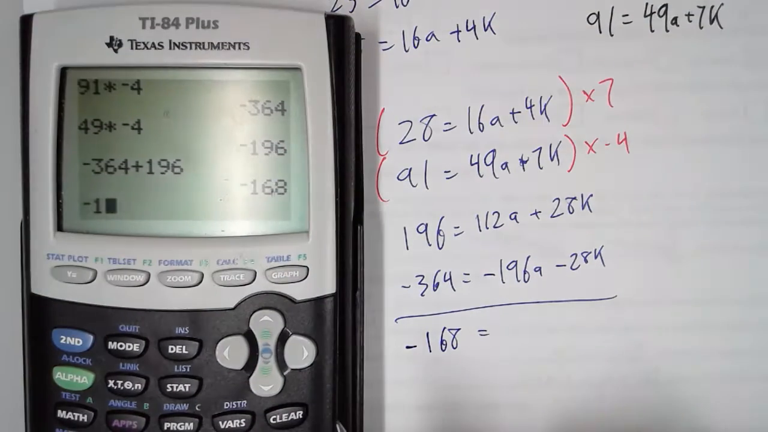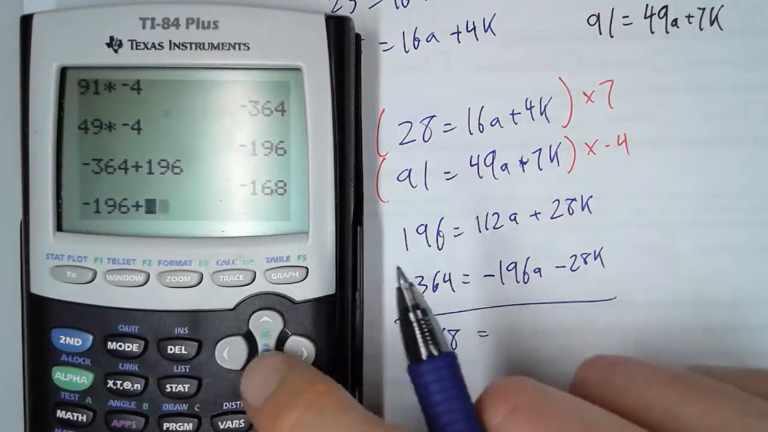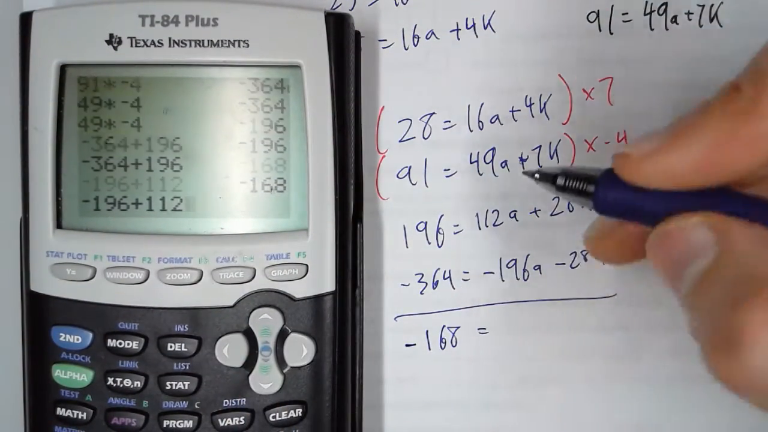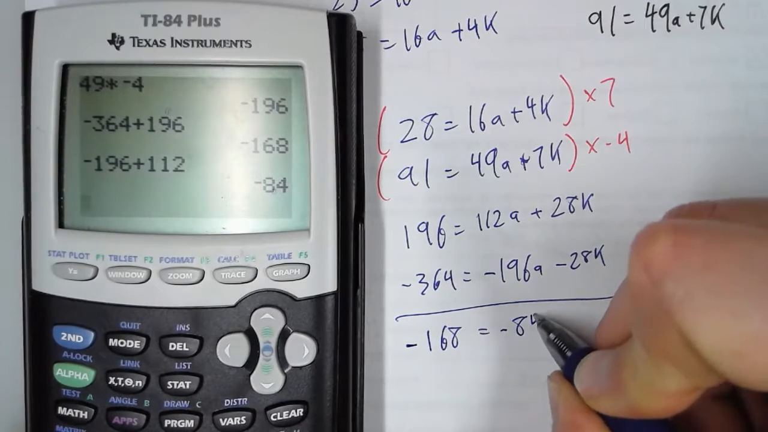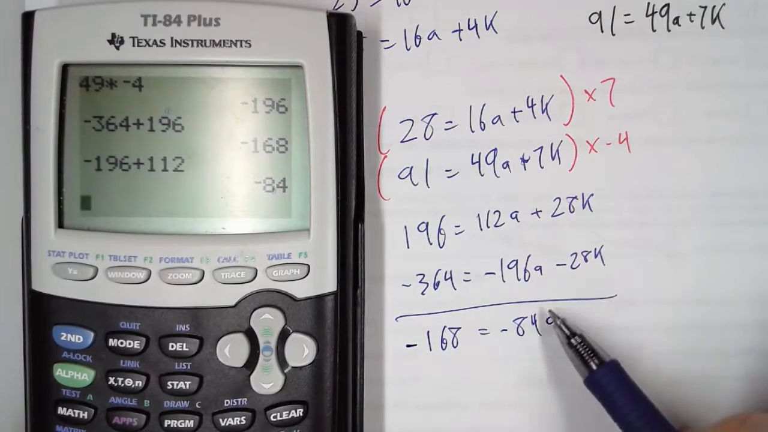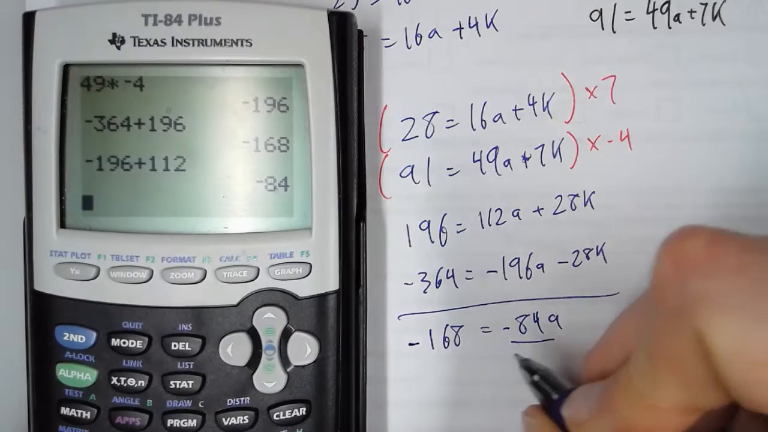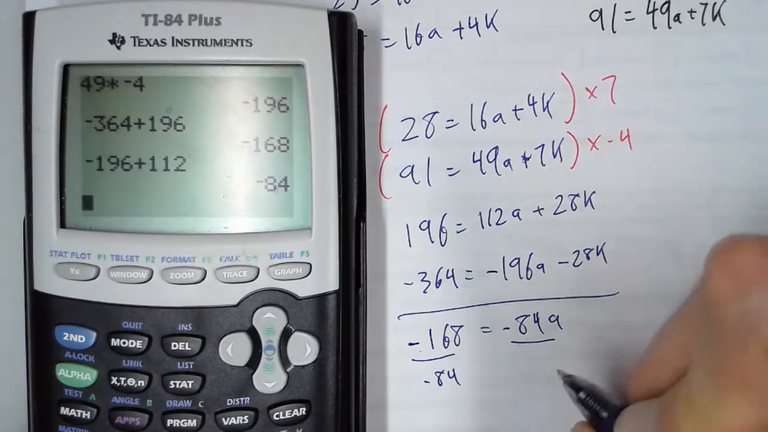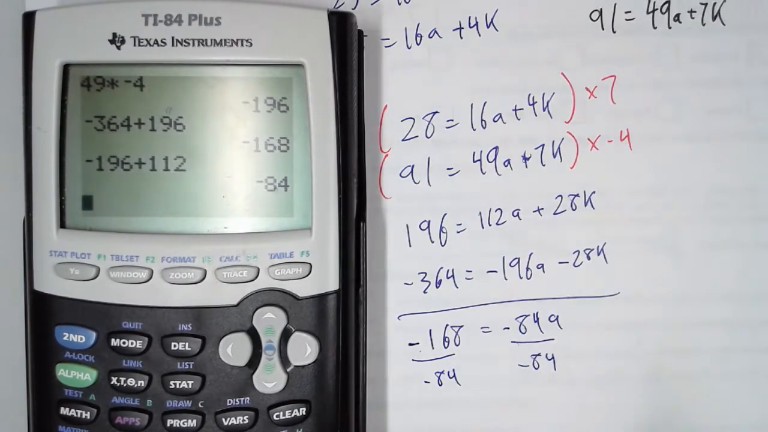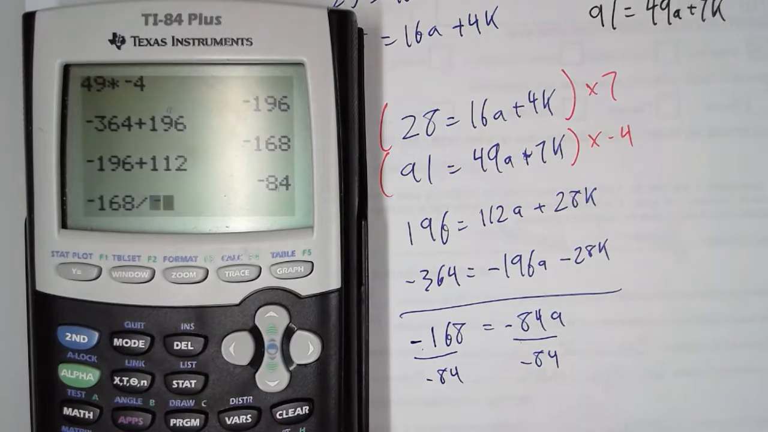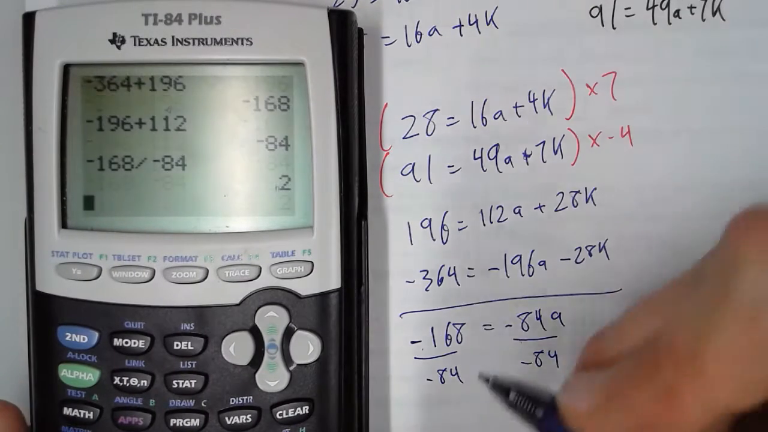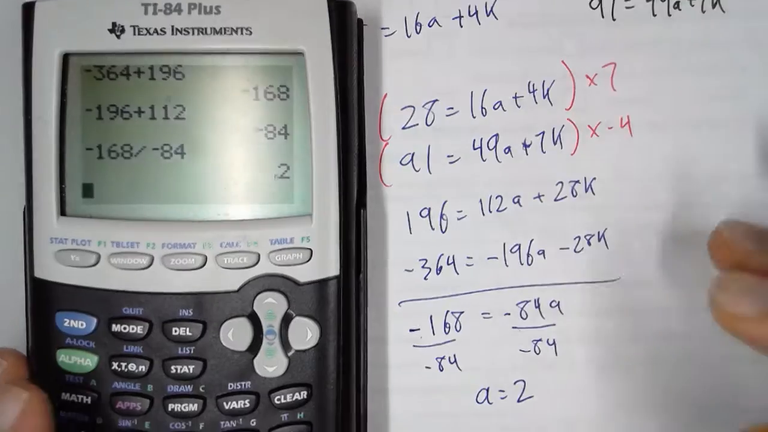We get negative 196 plus 112. When we combine these two coefficients, we get negative 84a. So now, to get a by itself, we divide everything by negative 84. So negative 168 divided by negative 84, we get a equals 2.